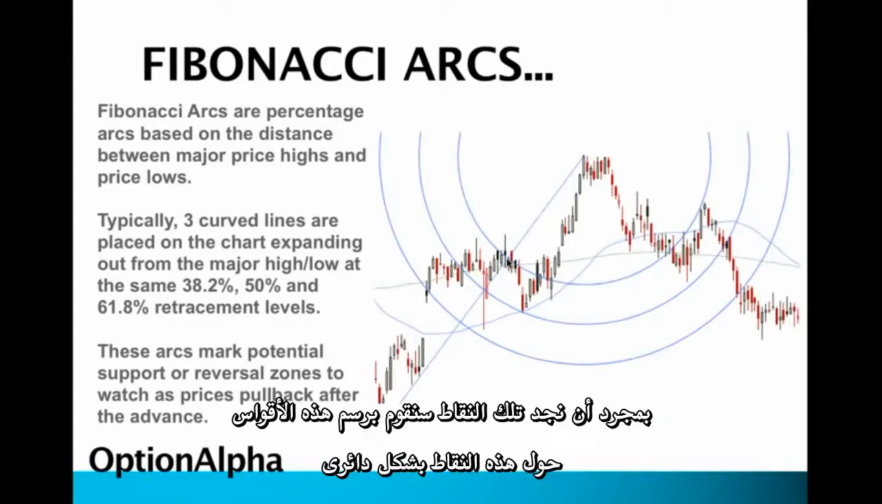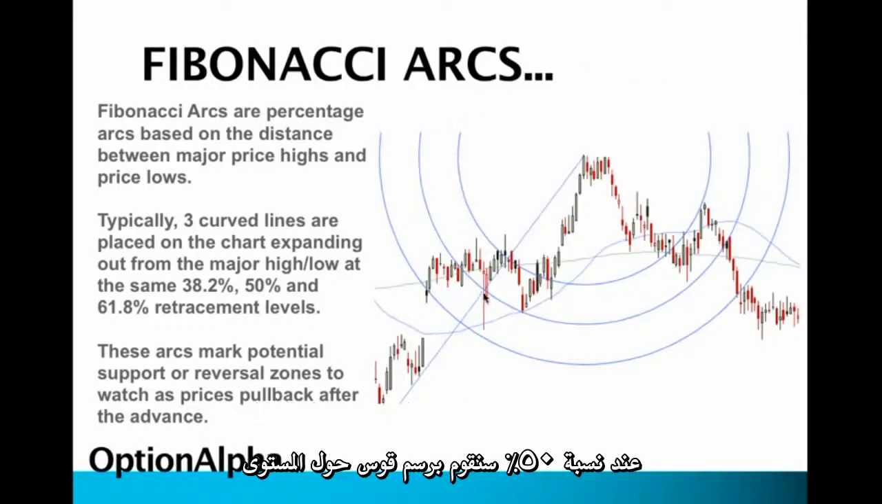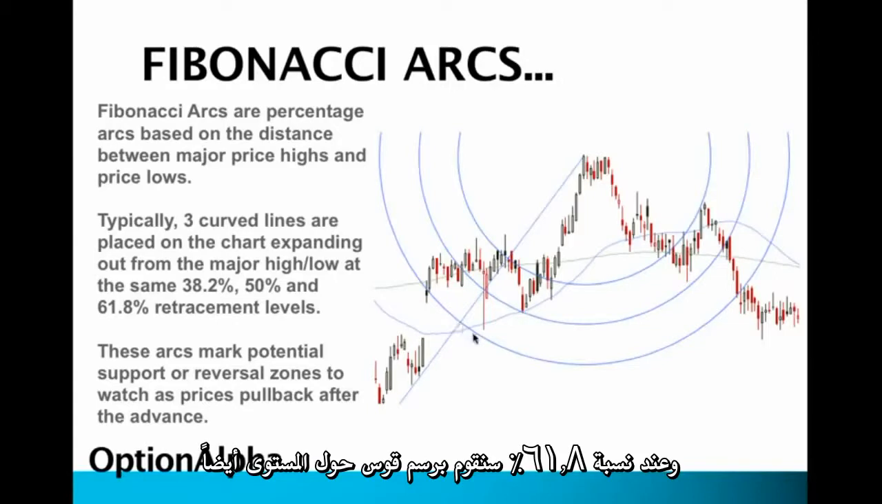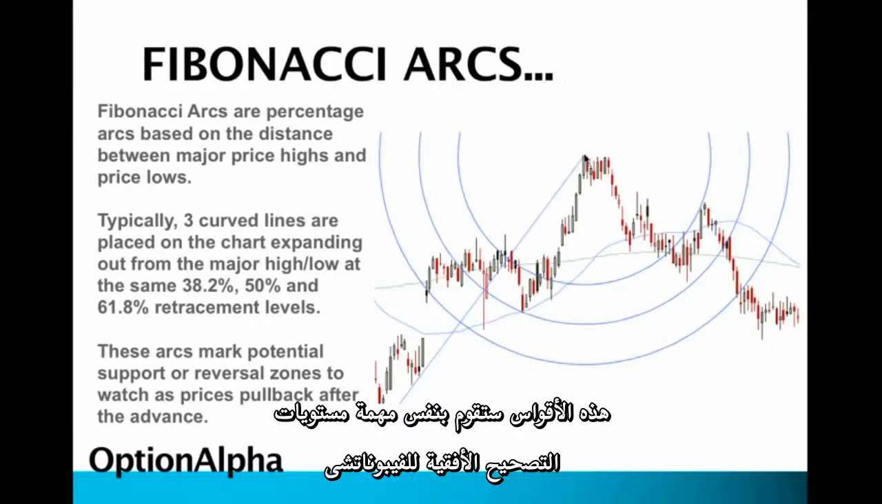Once we find those points, we draw an arc surrounding that point, and it actually goes all the way around. It's a complete circle. Again, at the 50 level, we draw an arc that surrounds that entire level, and then at the 61.8, we draw an arc that surrounds that entire level as well. Now these are going to act as support and resistance, just like your typical Fibonacci retracement levels. The horizontal lines are going to act as support and resistance.